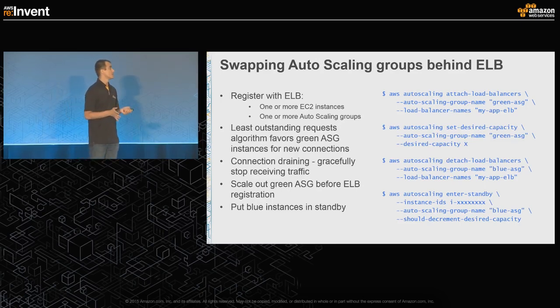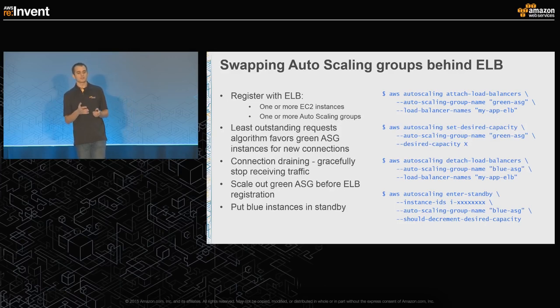So how does this work? This relies on very specific behaviors around auto-scaling groups behind load balancers. When you have a load balancer, you can register one or more EC2 instances with it, and you can register one or more auto-scaling groups with it. Elastic load balancing also uses a least outstanding request algorithm, which by default will favor your green auto-scaling group. The moment you register that auto-scaling group with the load balancer, the ELB will start sending traffic to those instances, and it'll continue favoring sending requests to those instances until the overall level of requests on all your instances, blue or green, is about even.